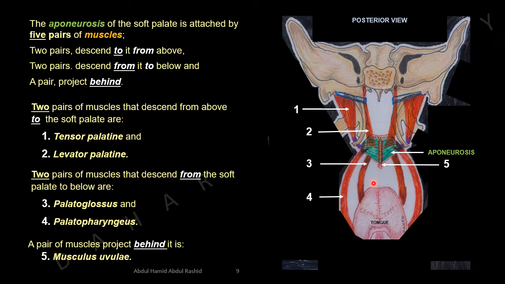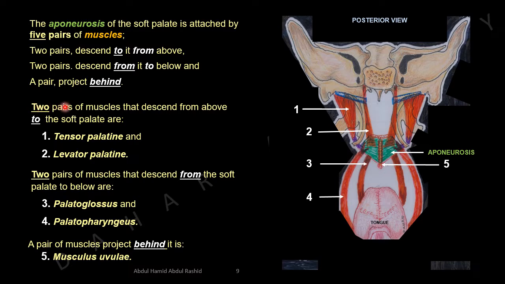Now we are going to talk about the aponeurosis of the soft palate, which is attached by 5 pairs of muscles. 2 pairs come down from above and attach to the aponeurosis. That means they descend to the aponeurosis from above. Another 2 pairs descend from the aponeurosis, go down below, and another 1 pair project behind the aponeurosis.